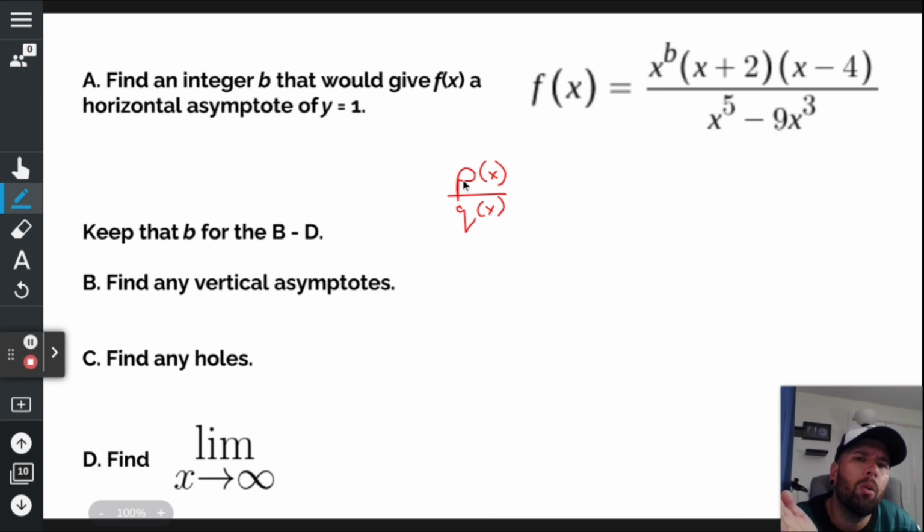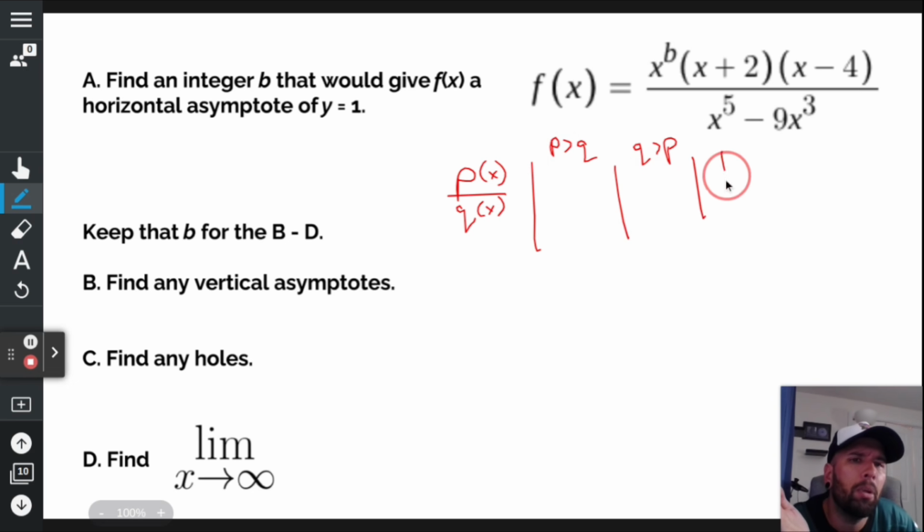If I were to give you an example like this, there are 3 situations: p is bigger than q, q is bigger than p, and p equals q. So let's use common sense. If p was bigger than q, that means the numerator has more x's than the denominator, which means I'm going to approach one of the infinities. So this is not the option that we would use.